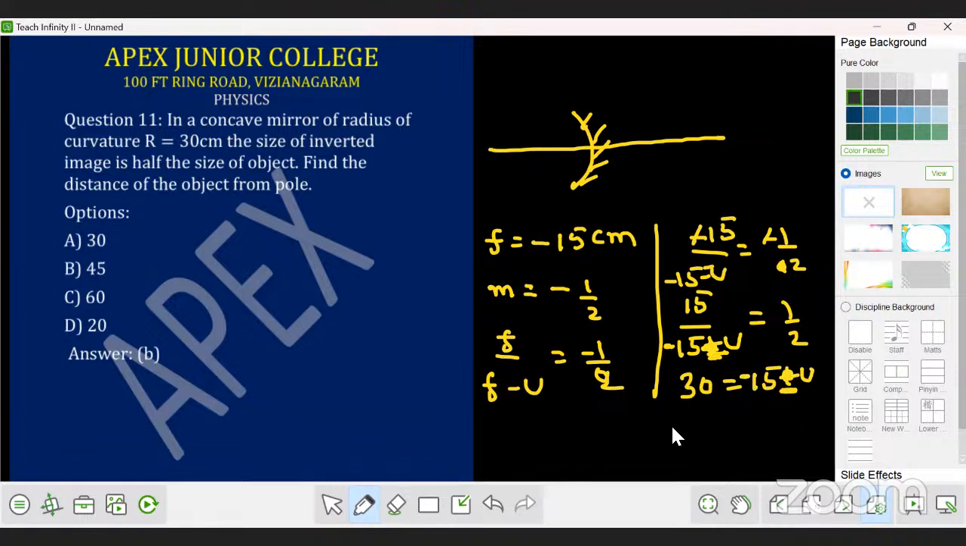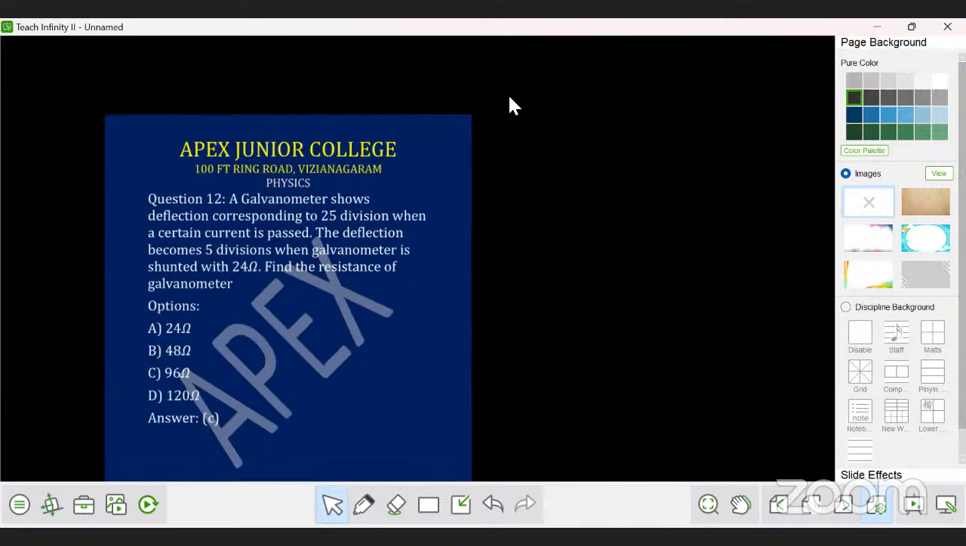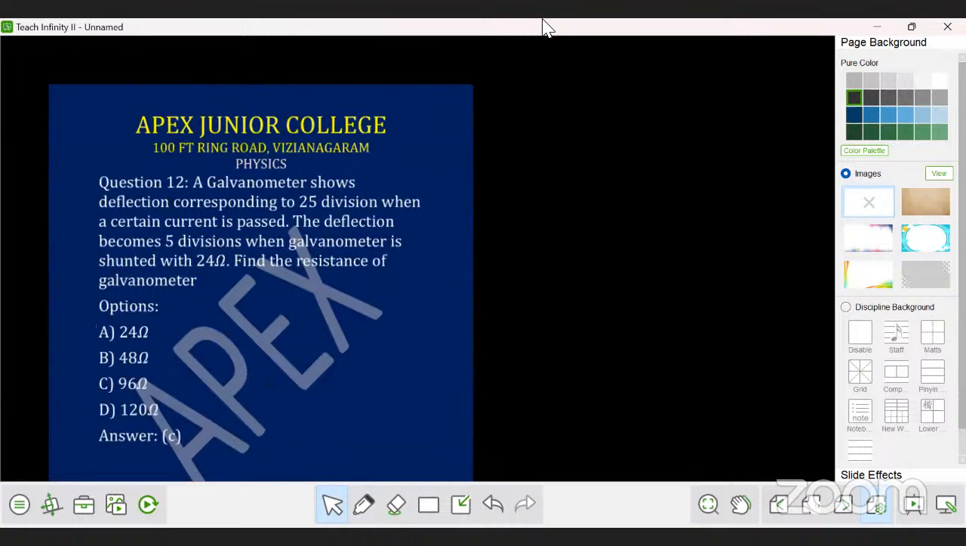So then it will be U equal to minus 15, 30 type was the minus 30. Totally how much will be? It will be minus 45. So answer will be minus 45 centimeters. And see the next question.